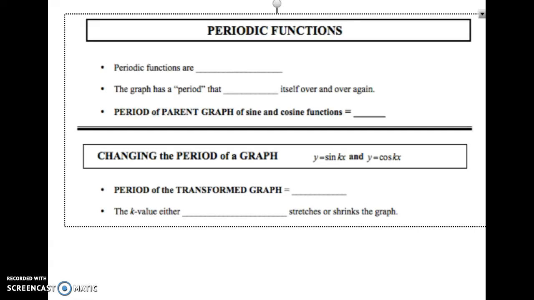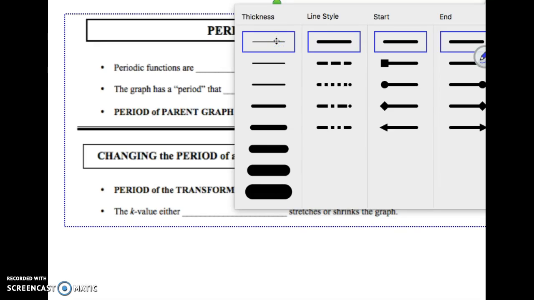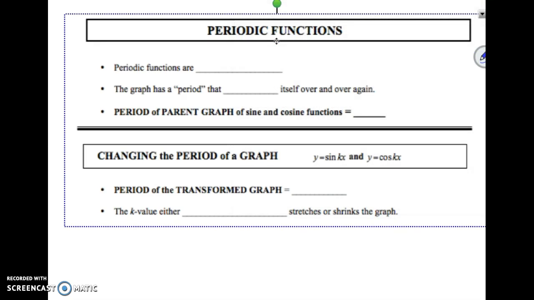This is Precalculus section 5.3, day 2 on trigonometric graphs. Periodic functions are sinusoidal curves. The graph has a period that repeats itself over and over again.